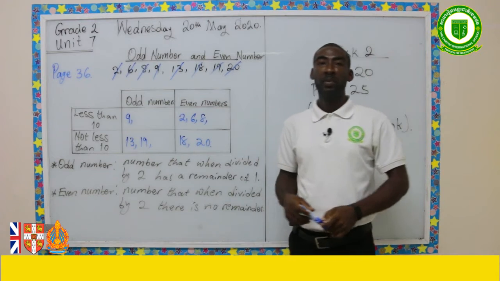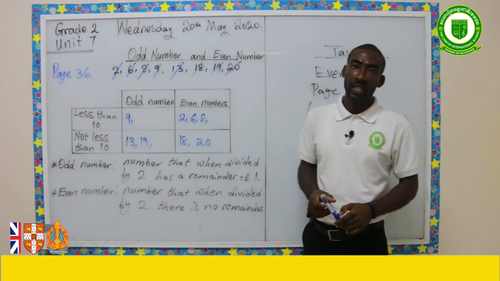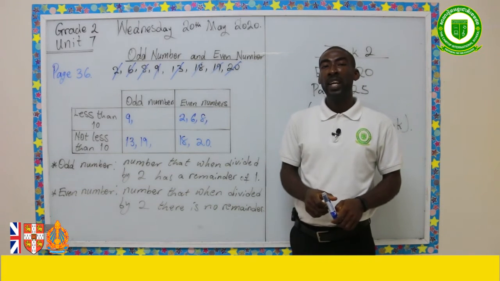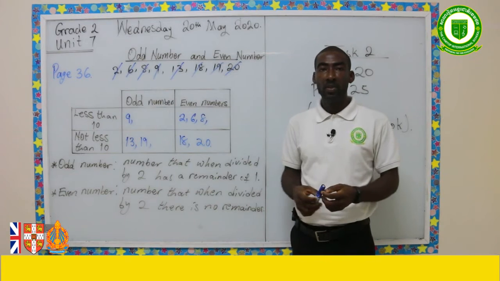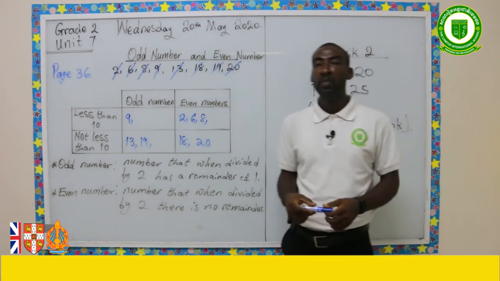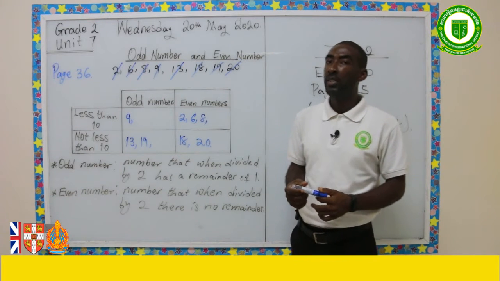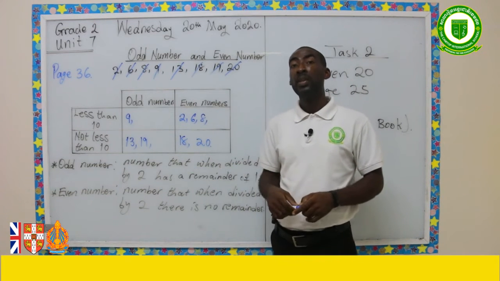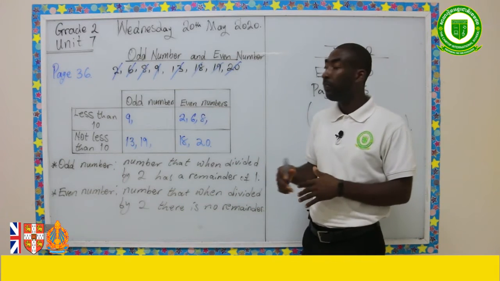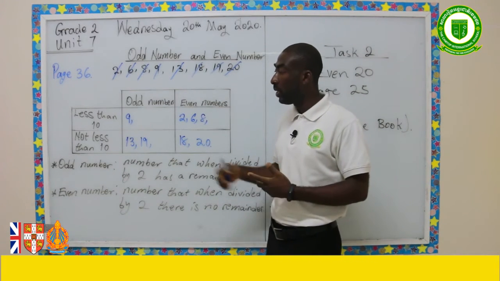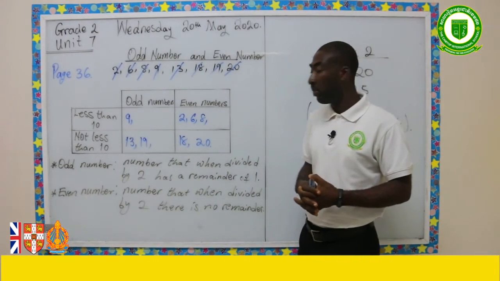Hello students, welcome to the second video on our lesson, odd and even numbers. As you know, even numbers are numbers that when you divide by 2, there is no remainder. And odd numbers are numbers that when you divide by 2, there is a remainder of 1 all the time. So these are the two differences between the odd numbers and that of the even numbers.